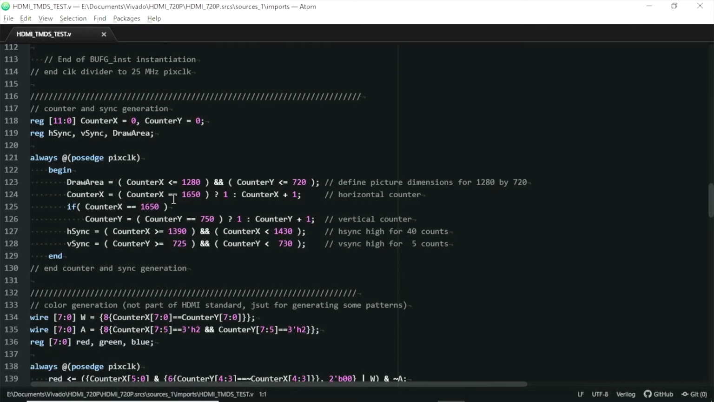And then here, it was 799, which is the full scan line length. It's including everything. The visible pixels, the front porch, the back porch, the sync signal, all together was 800 pixels wide. He started at 0, and so had 799 instead of 1650. And so that's the horizontal, and it either adds 1 or it sets it to 1. He had 0 here, so all his numbers were 1 less.